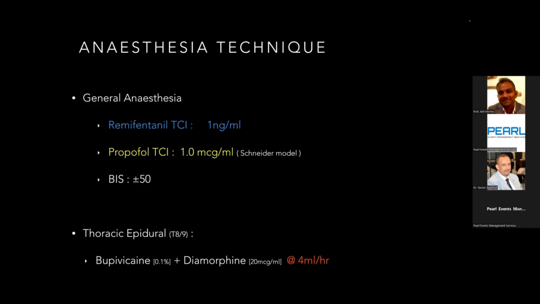So during this anaesthetic, she ran on a remifentanil TCI of 1 nanogram per mil. She ran on the Schneider model of propofol, 1 mic per mil. I kept her BIS in the range of 50. And she had a thoracic epidural, as I said, at a level of T8/T9, which was running at 4 mils an hour of bupivacaine and diamorphine.